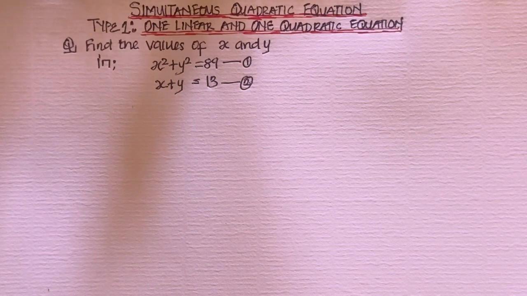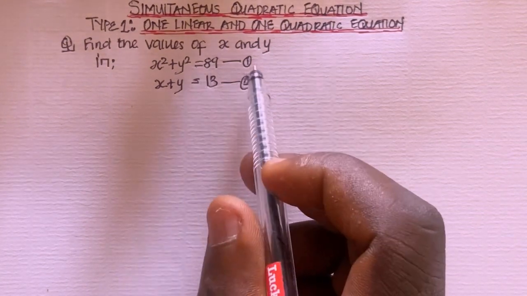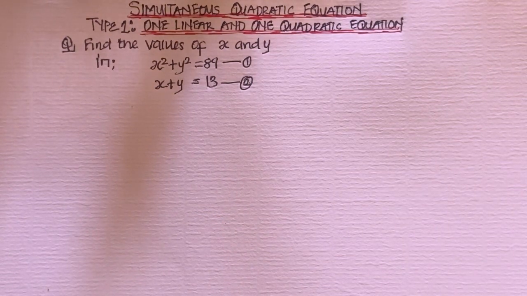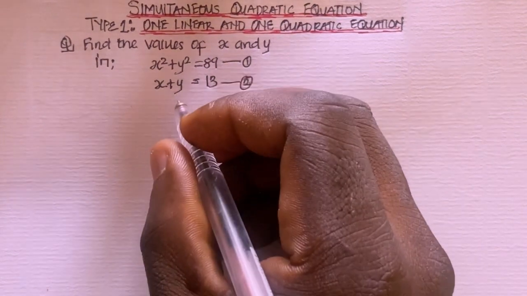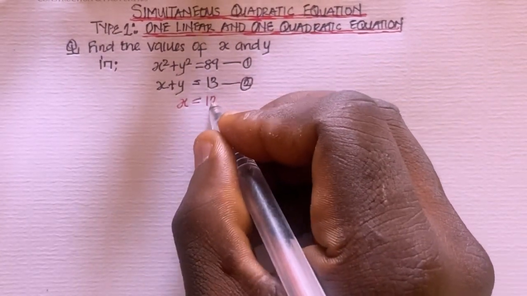Now, we are asked to find the value of x and y, and in the given equations, we have equation 1 to be this and equation 2 to be this. But luckily, if we look at equation 2 very well, the power of x and y is actually 1. But in equation 1, the power of x and y is actually 2. So from equation 1, we can make x or y the subject of the formula, but I'm going to make x the subject of the formula so that I'm going to have x equal to 13 minus y.